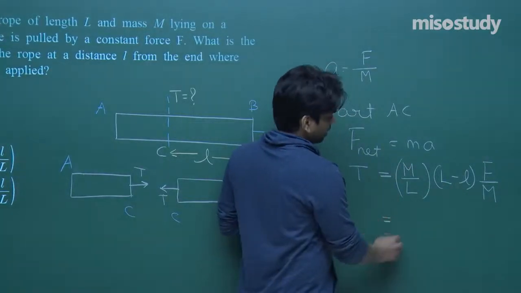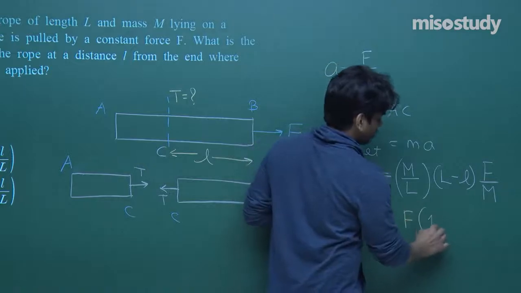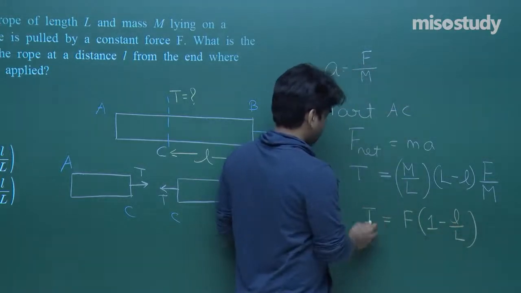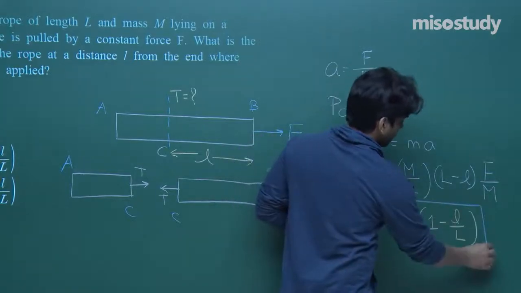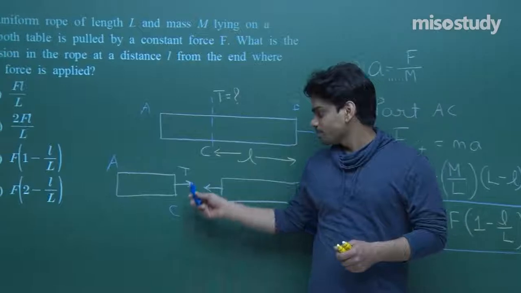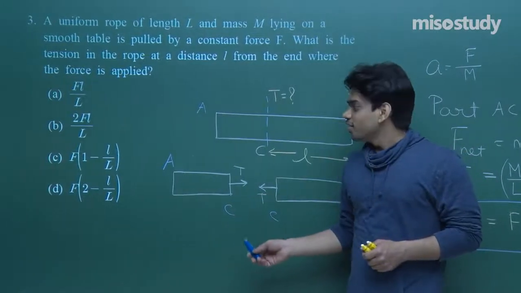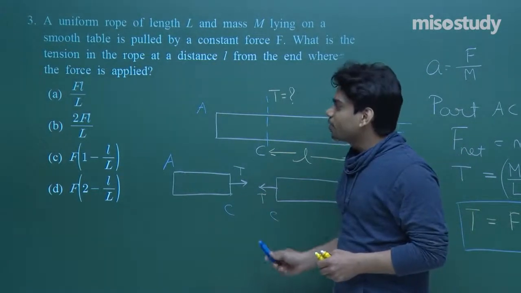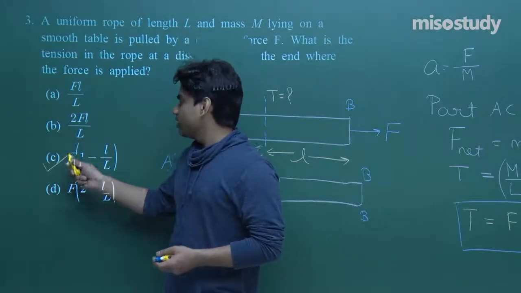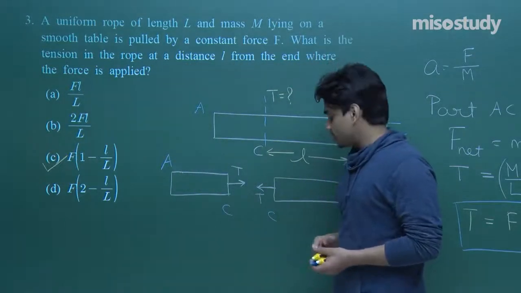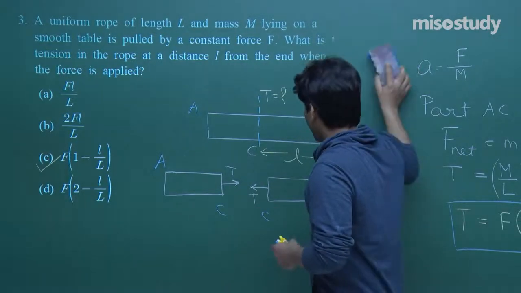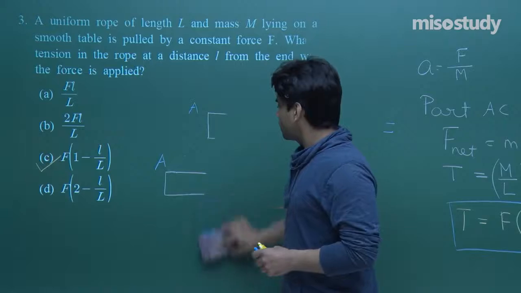You will be obtaining F, and this will come out to be 1 minus small l by capital L. This is the value of tension. This will be the answer for the tension that is actually acting at point C. This is point C that you can see here. So tension at this point will be given by F into 1 minus small l by capital L, and C is the right answer. Rest all the options are incorrect. Right option, you will take option number C to get the full marks for this. I hope that you would have understood how to solve this question.